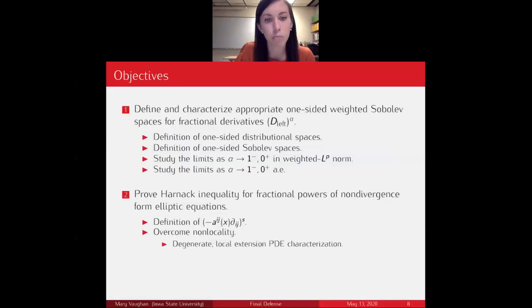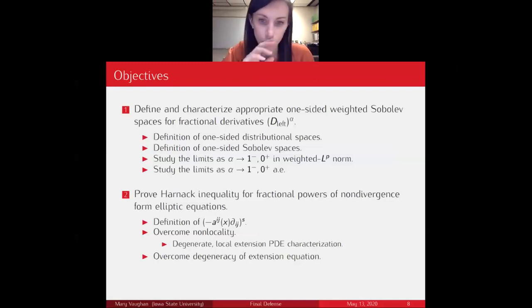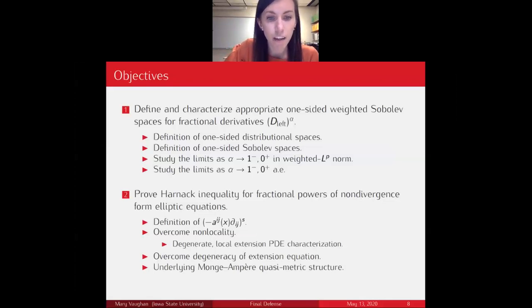The second thing we need to overcome to prove Harnack inequality is the non-locality of fractional operators. So we use a degenerate local PDE to characterize these equations and prove Harnack. Now, with this characterization, we need to overcome the degeneracy of it. And within that, we will see that there's an underlying Monge-Ampere quasi-metric space that we need to work in, which brings additional challenges. And third, we're seeking a fully non-divergence form proof.